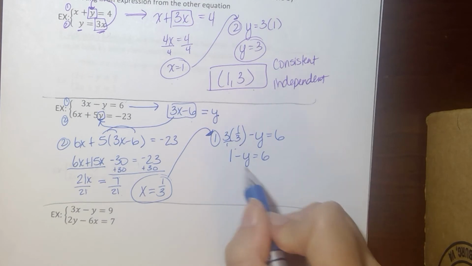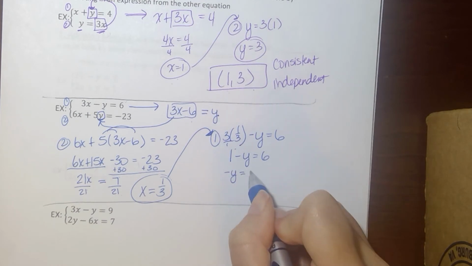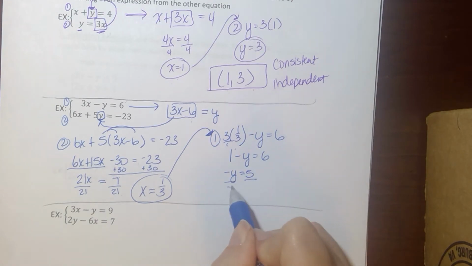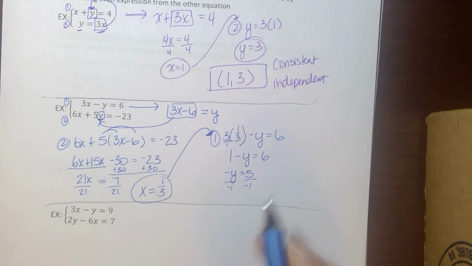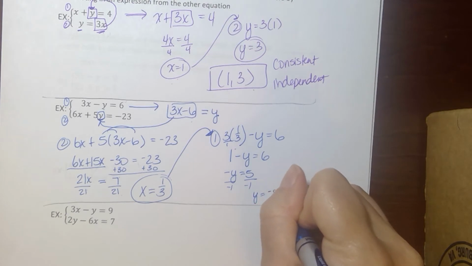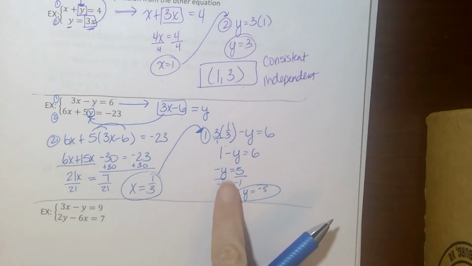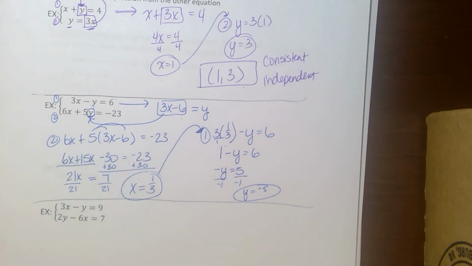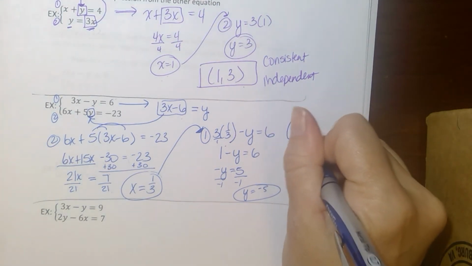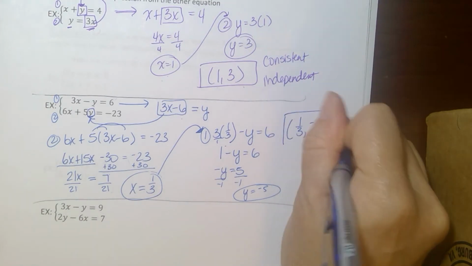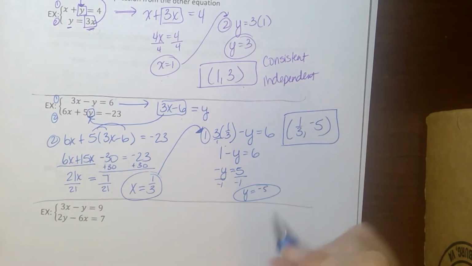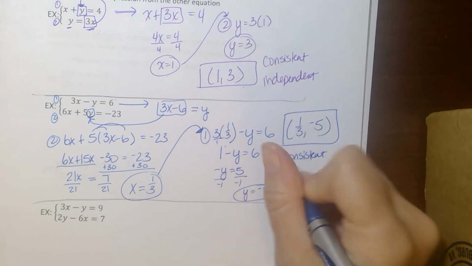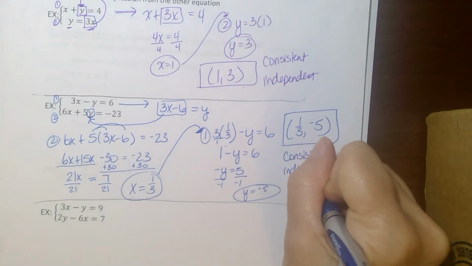If I subtract the 1, I get negative y equals 5. And then I divide by a negative because I have to finish solving for y. So y is equal to negative 5. Make sure you don't stop there. All right, I found x, I found y. I need to write those as an ordered pair. That's my solution. And again, because I have a solution, this is a consistent system. And because it's a single solution, that means this system is independent.